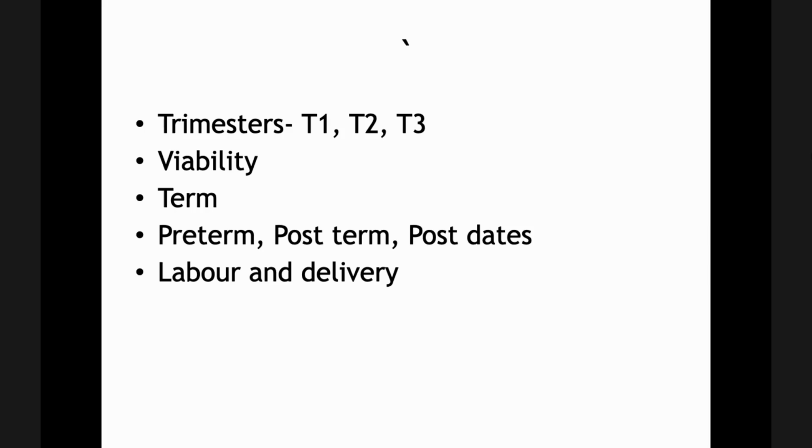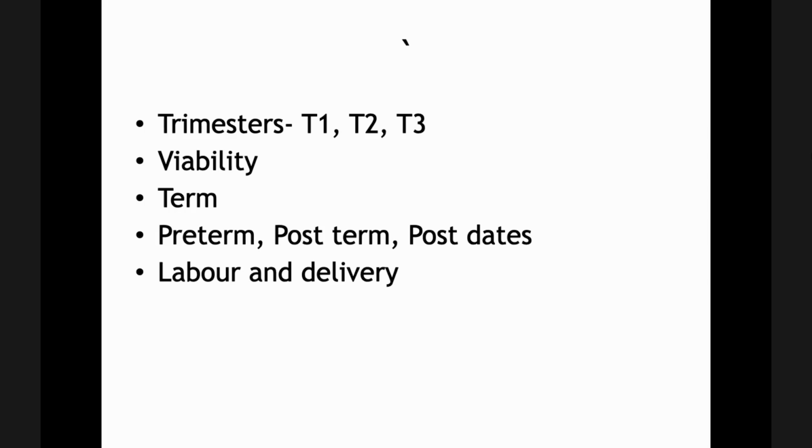Viability is a term we use to describe the point beyond which the baby will be survivable. The baby will survive outside the womb. According to WHO, this age is 24 weeks. After 24 weeks, the baby should be able to survive outside. In the world there is no consensus, but in Sri Lanka we were taking 28 weeks as the time of viability.